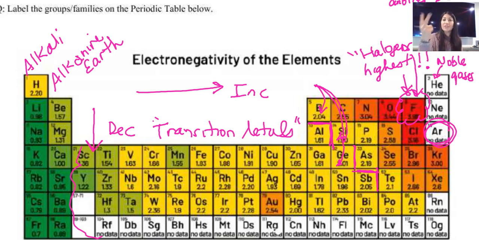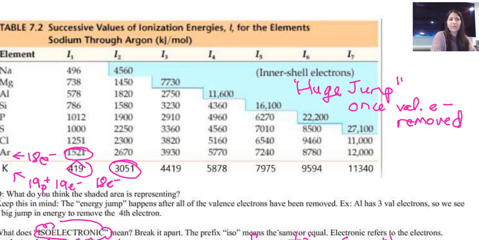If sulfur gains 2, it'll have 18 like argon. What about the other end? Well, if potassium loses 1 electron, instead of having 19, it'll have 18 like argon. So that's all it means to be isoelectronic, is to have the same number of electrons.